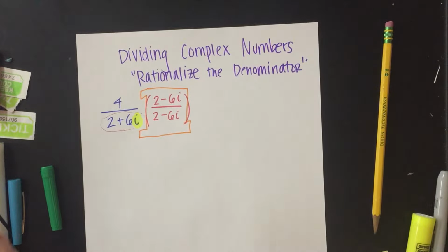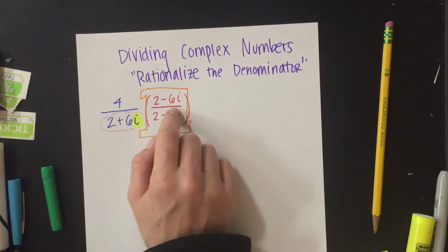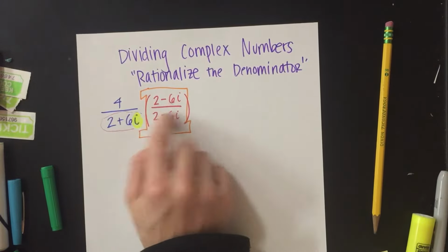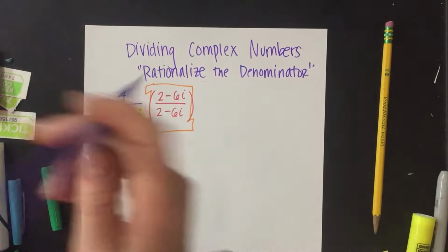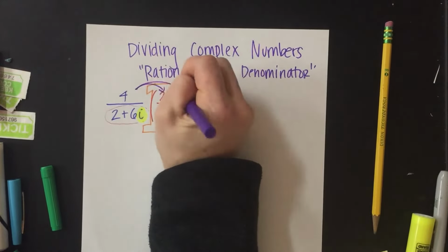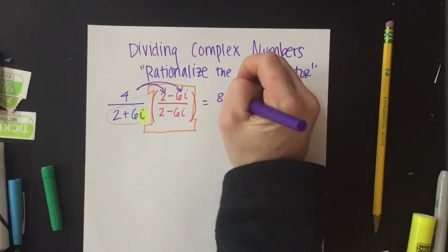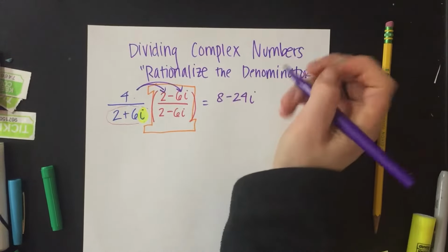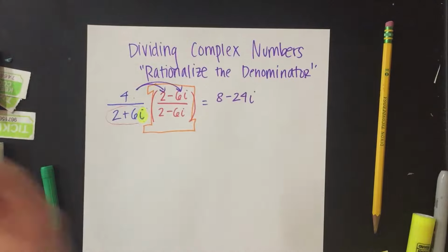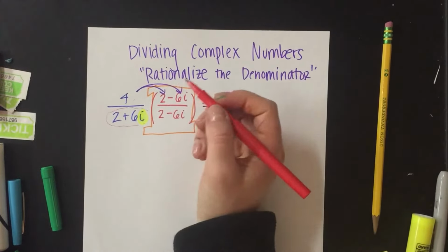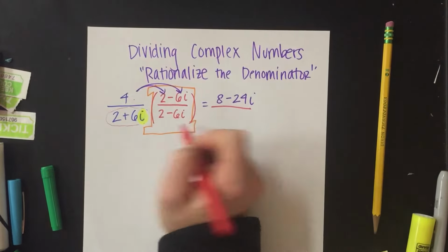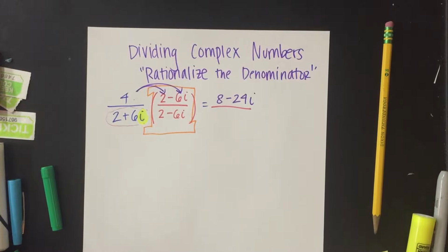Let's see, what do I have to do? Well, looking at the numerator, I have a constant times a binomial. So I'm going to distribute. 4 times 2 is 8. 4 times negative 6 is minus 24i. And my denominator is, okay, a binomial times a binomial. Not so easy. We have to actually FOIL this.